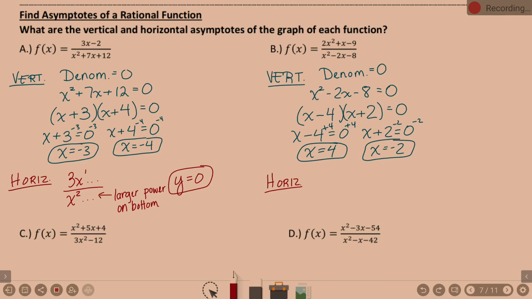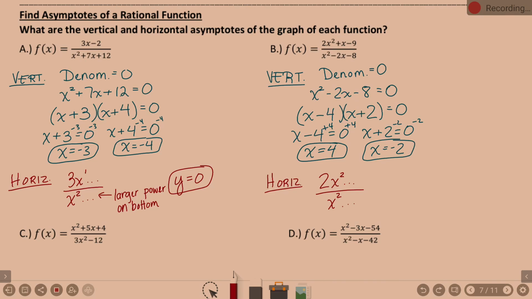Okay, thoughts on horizontal asymptote? I heard Danielle say done. Okay, what do we notice about biggest powers? What's my biggest power on top? Biggest power on top is 2x squared. Once I identify that biggest power, folks, I don't really care about the rest. What's my biggest power on bottom? It's also x squared. Oh, cancels.